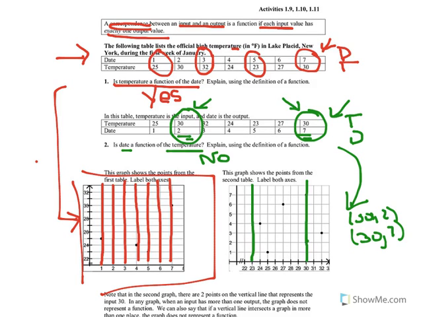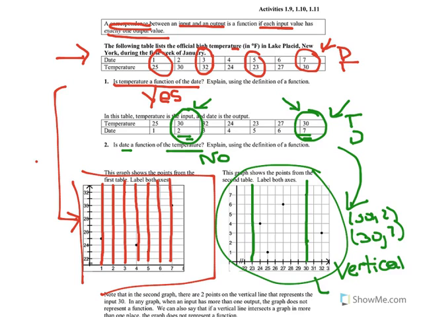Okay? So what we are doing is using a test that is called the vertical line test. This is a test that is used to check if a graph represents a function. All right? So you are ready to watch the second video about functions, activity 1.9, 1.10, and 1.11.